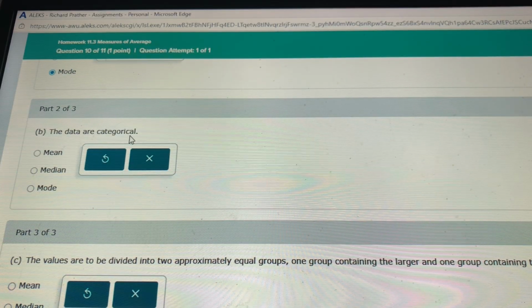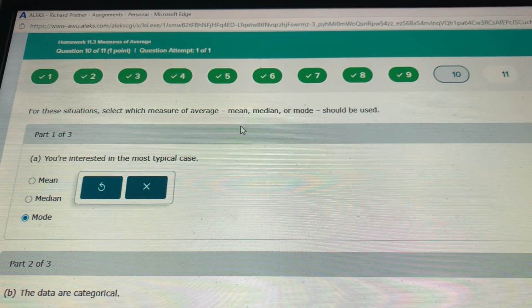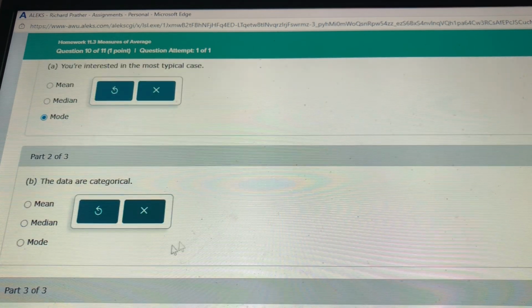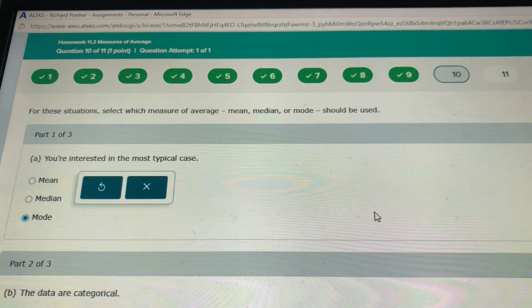The data are categorical, so categorical means they're words. So if you ask people their favorite color, red, blue, green, and so on, you really can't do a mean for that. The mean, you have to add numbers and divide by how many there are. There's no order to colors, so you couldn't find a median in the middle, but you could actually still do the mode. You can do the mode on categorical data because maybe 10 people like blue and only 5 people like red and so on. So there could be a most for colors.